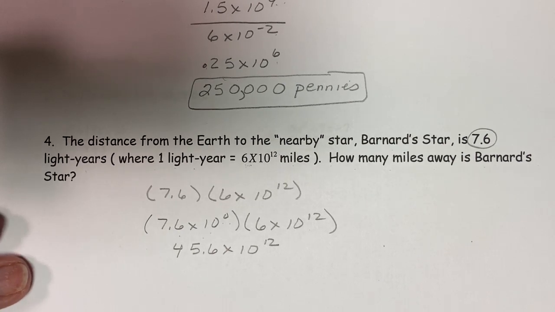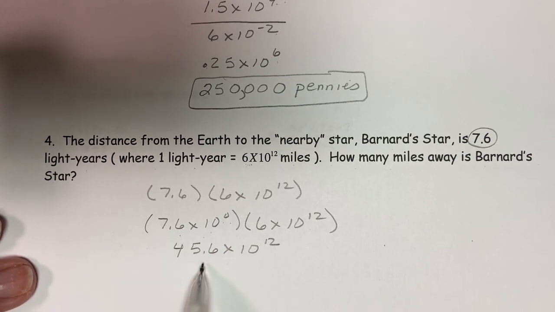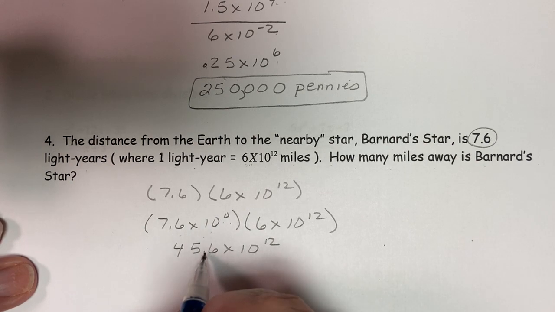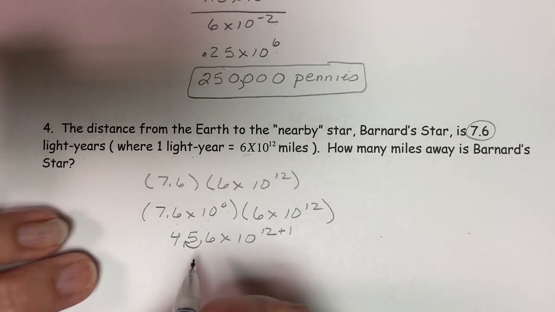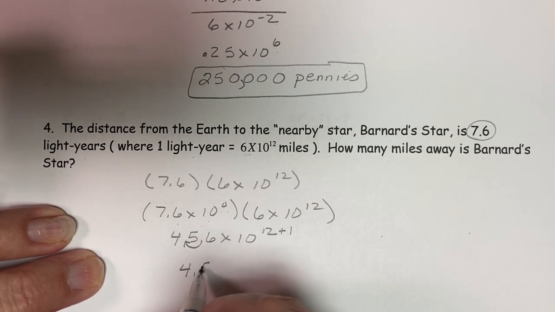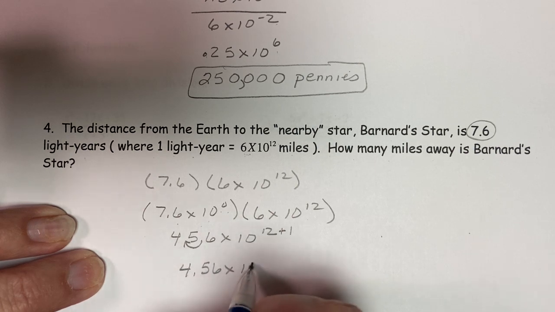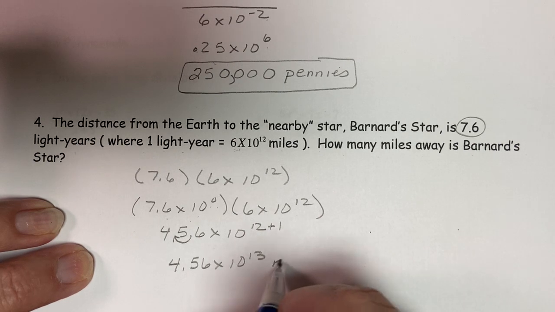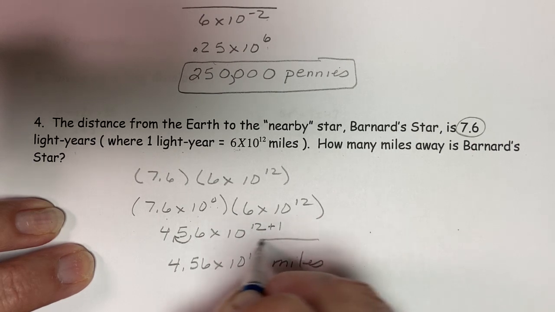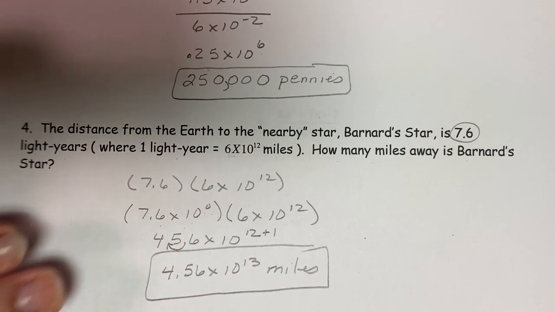Let's keep this one in scientific notation. This is not in scientific notation. I would have to move my decimal to the left 1, making that number smaller, which means I want to add 1 to my exponent. So it's 4.56 times 10 to the 13th. What am I going to label that? It's going to be miles. And there you go.